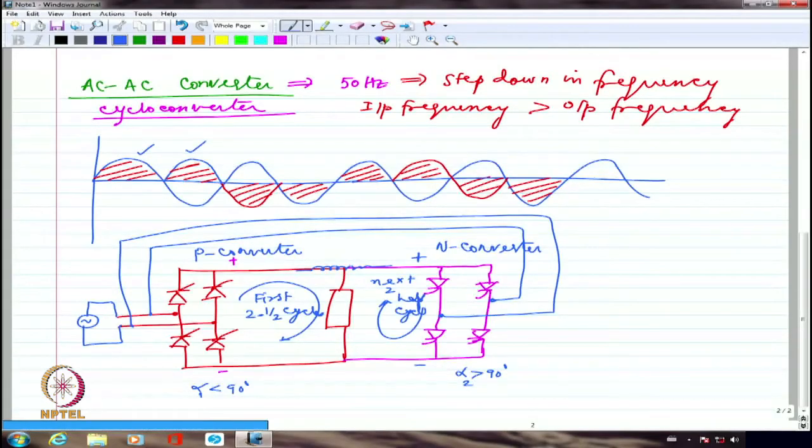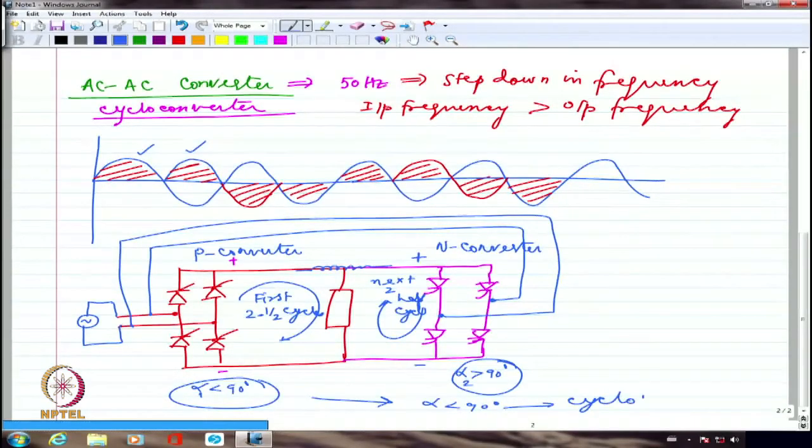Right? Which means in both the cases, I will have alpha less than 90 only, both alpha 1 and alpha 2. So this is for cycloconverter operation. Both alphas will be less than 90, but they will work completely disjointly. They will not work together. When one is working, the other one will not be working, and vice versa.